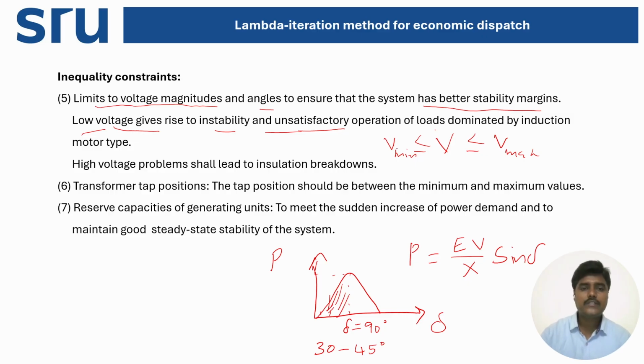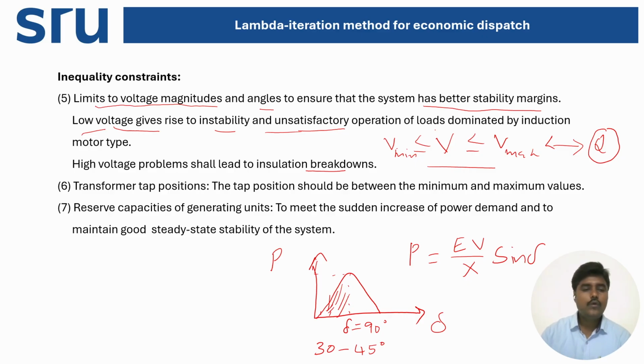And also, as I mentioned, there is a strong correlation between this voltage and the reactive power. So once you can maintain the reactive power within the limits, then obviously you can maintain the voltage also within the limit. Then high voltage problems shall lead to insulation breakdowns. So as I told, the dielectric strength will reduce if you operate any equipment at high voltage.